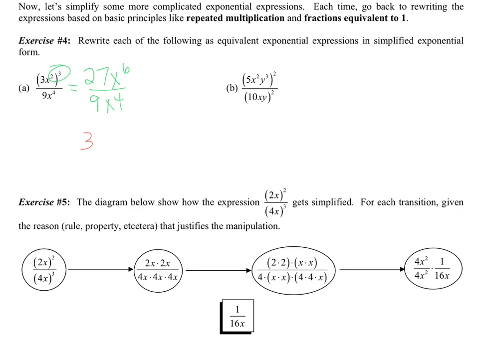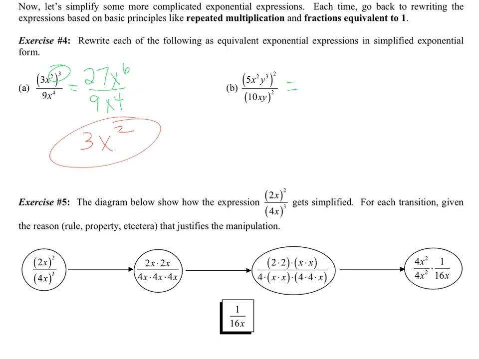Then we look at the x's. Is x bigger in top or bottom? Well, the x is bigger in top, so it stays in the top. And remember, when you are dividing exponents, you're really subtracting. So 6 minus 4 becomes 2. We don't have anything left in the denominator, so you could put it as over 1, or you could just keep it as 3x squared.